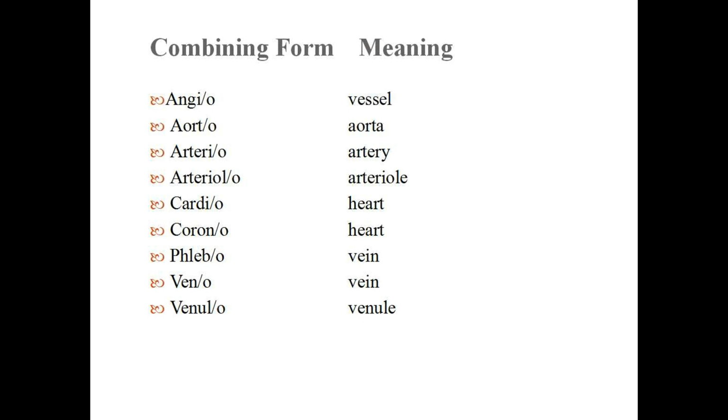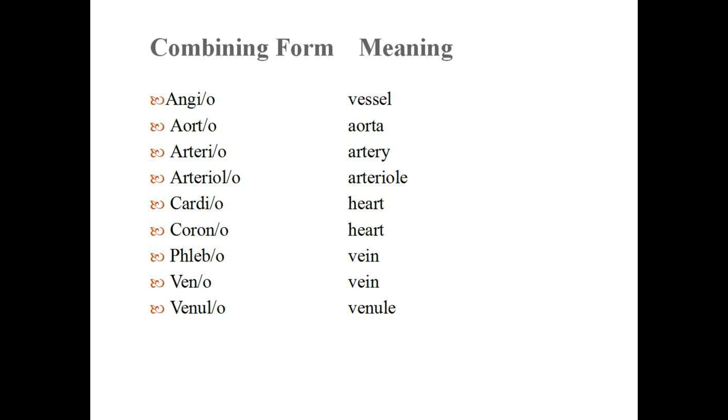So let's get right into it and talk about some combining forms or root words relating to the cardiovascular system. When you see the word angio, it refers to vessel. In other words, a blood vessel. The word aorta refers to the aorta. That was the largest artery. Arterio refers to artery. Arteriolo refers to arteriole.